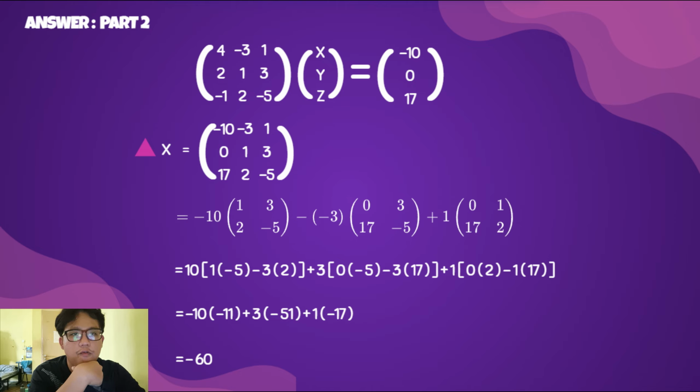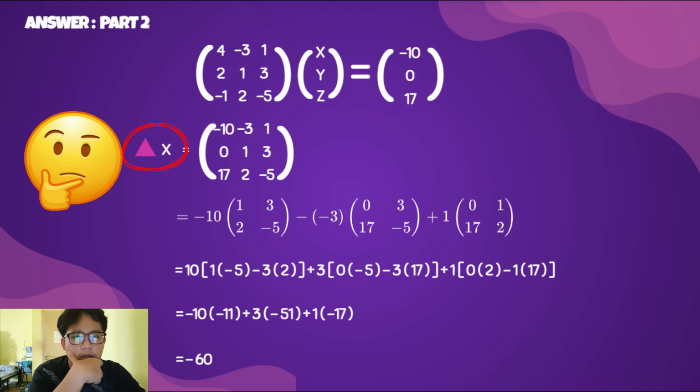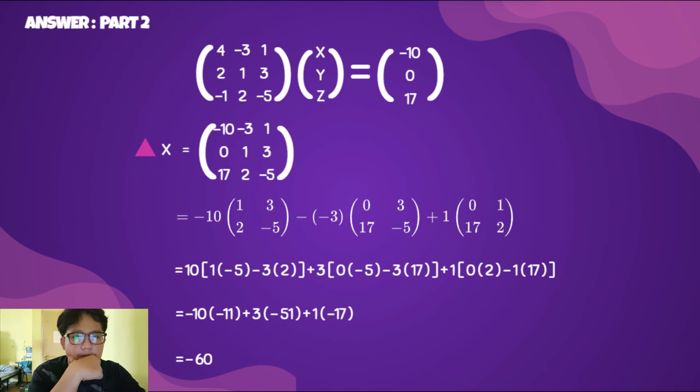So we want to continue to find the value of x. As we can see, to find the value of x, we look at the question at the top. For example, in column 1, 4, 2, and negative 1. For column number 2, negative 3, 1, and 2. In column number 3, 1, 3, negative 5. For the other bracket, we also follow column 1, that means x, y, and z. So that means they are equal to, in column 1, for example, negative 10, 0, and following that, 17.